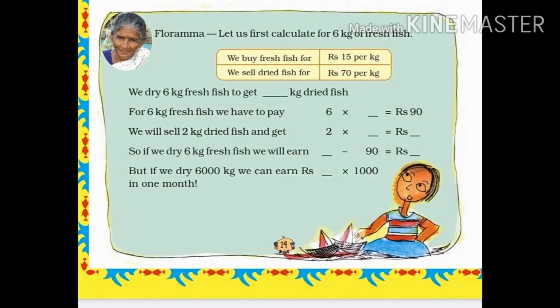Florama says, let us first calculate for 6 kg of fresh fish. We buy fresh fish for rupees 15 per kg and we sell dried fish for rupees 70 per kg. We dry 6 kg fresh fish to get dash kilo dried fish, and for 6 kg fresh fish we have to pay 6 into dash kilogram equal to rupees 90. And there are 3 more questions likewise. We need to find out the blanks and fill the answers. Okay, let's do it.